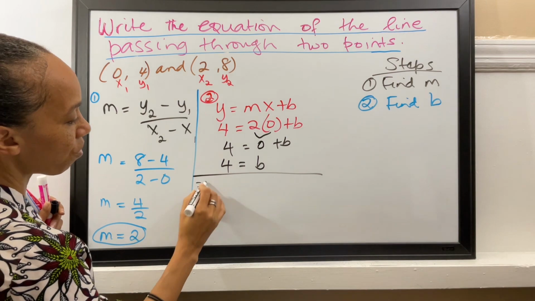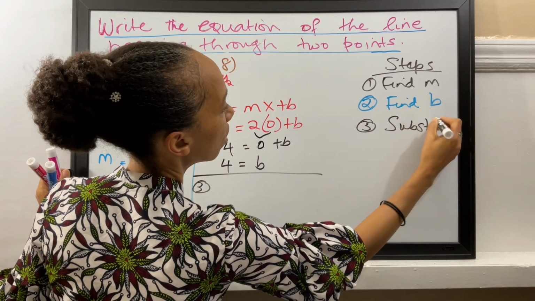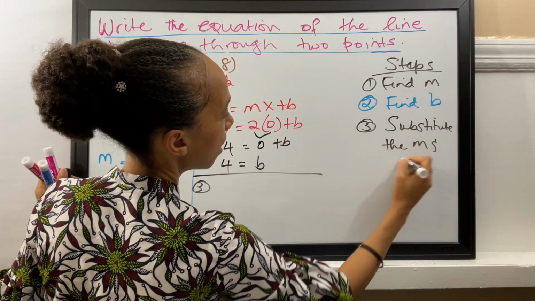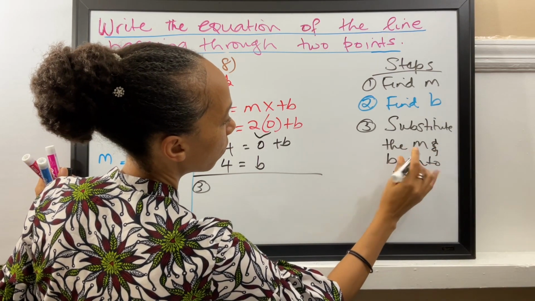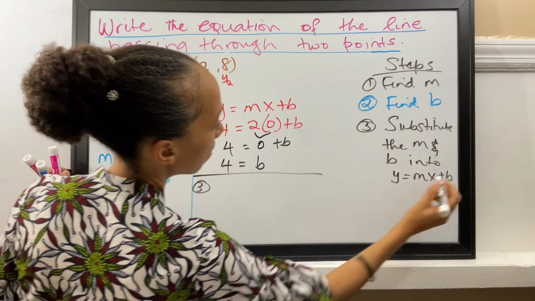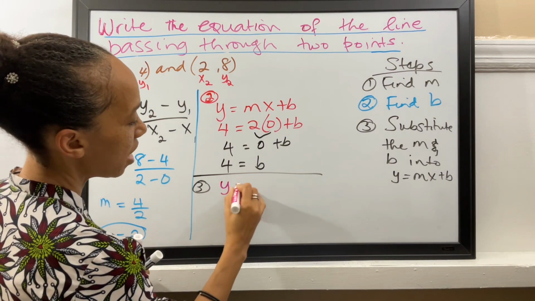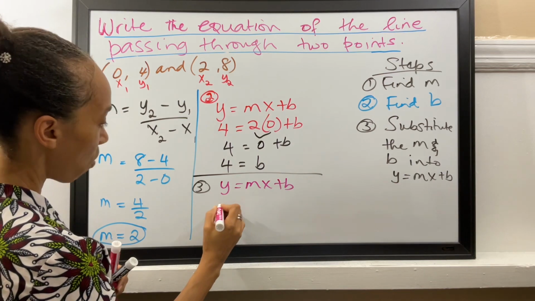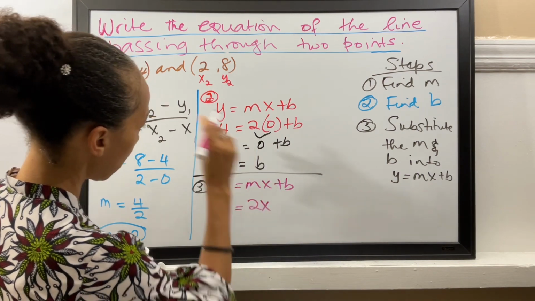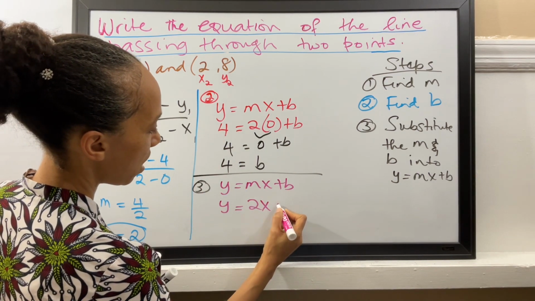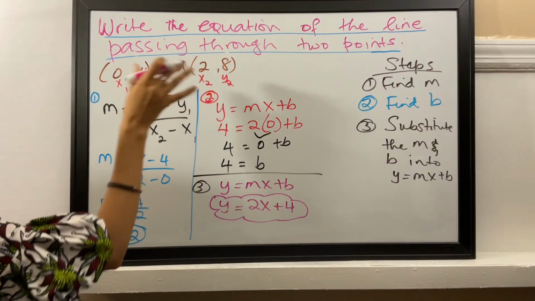All right. Then I need to go to step 3. So step 3 is that I'm going to substitute the m and b into y equals mx plus b. So I'm going to write my y equals mx plus b. My y here stays. My m is 2. Keep my x there. It is not the coordinate we're talking about in this case. And my b is plus 4. And that is the equation of my line passing through these two coordinates.